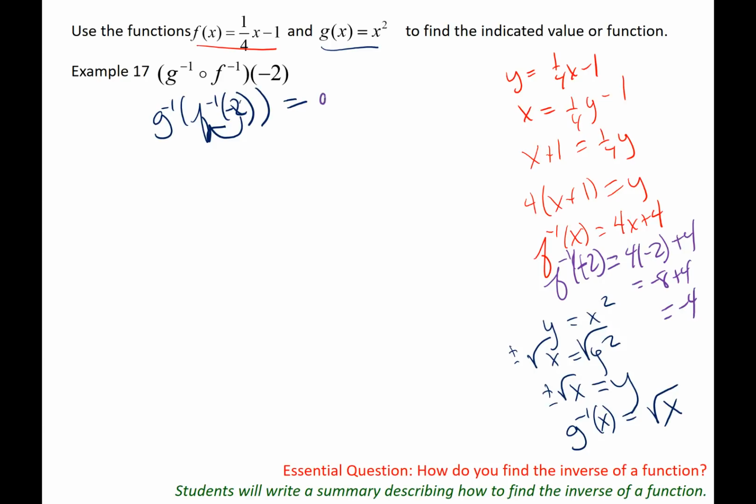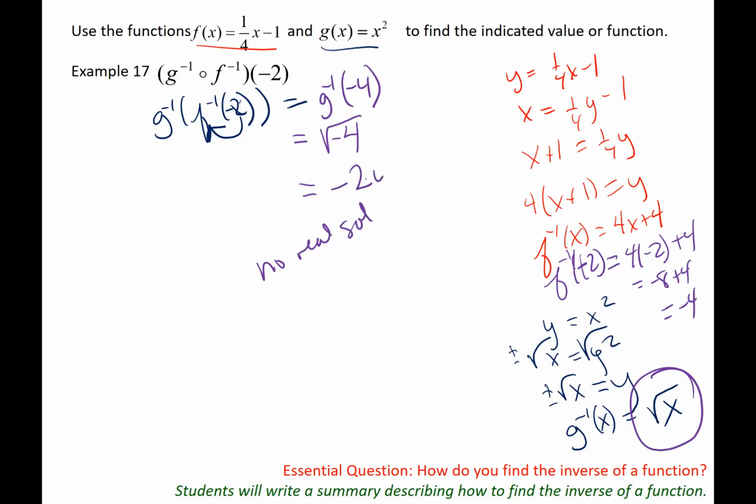So now I have g inverse of -4. So now I'm going to take that -4 and plug it into here. So we've got the square root of -4, which we know how to do, but technically it's not real. So the answer on a test might be no real solution. But here we could say that it is 2i, not -2i, but 2i, if we wanted to, because we've already seen quadratics.